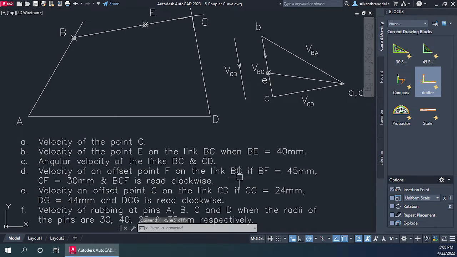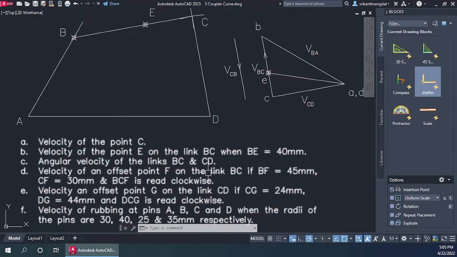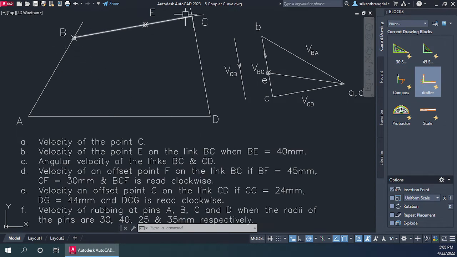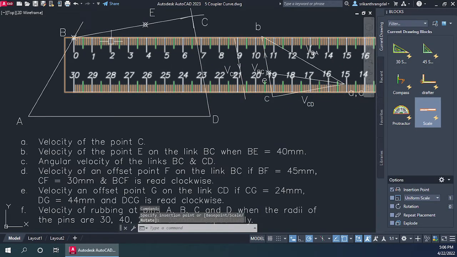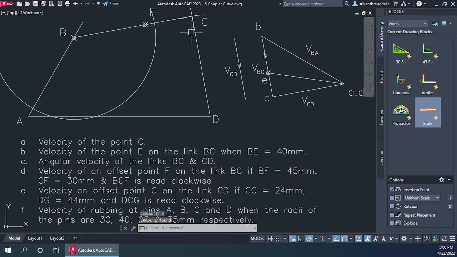Let us first go ahead and mark the point F. So we have been given the values of BF and CF, and we have been told BCF is read clockwise. So when you go to B and C, we have to go clockwise in order to find F. So F is going to be somewhere in here. So let's go ahead and mark that point. So we know the distance from B is 45. So I'm going to draw a circle from this of length 45, and from point C, we have to draw another arc of length 30.